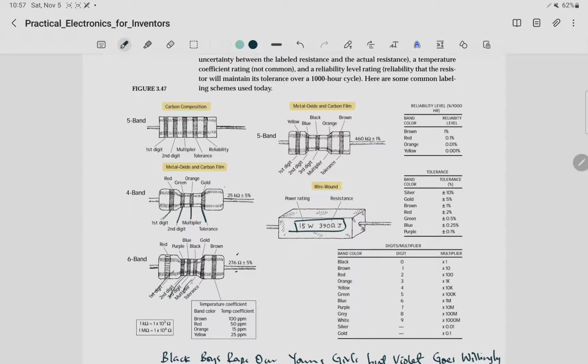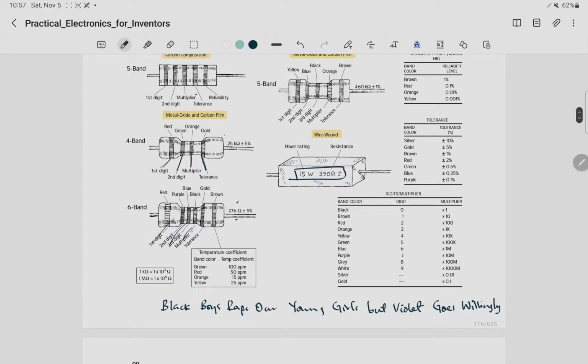But then for this, you see that the first digit, second digit, third digit, multiplier, tolerance. So depending on the type of resistor you have, there's a different way in which you're going to obtain its value of resistance.